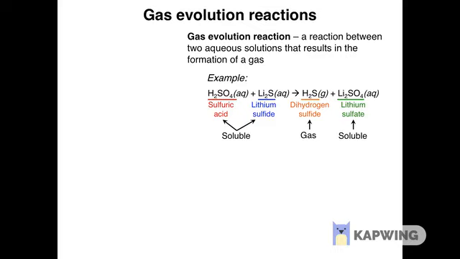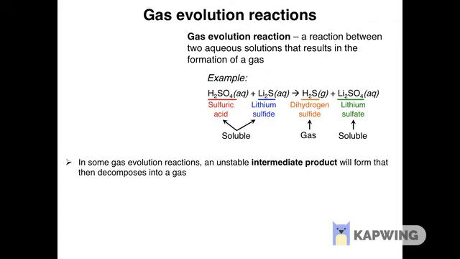In this reaction, we combine two aqueous solutions and form at least one product that is a gas, in this case, dihydrogen sulfide. Therefore, by definition, this reaction is a gas evolution reaction. In some gas evolution reactions, the gas is not formed directly. Rather, one of the products of the initial reaction turns out to be unstable and decomposes, and one of the products of that decomposition is a gas.